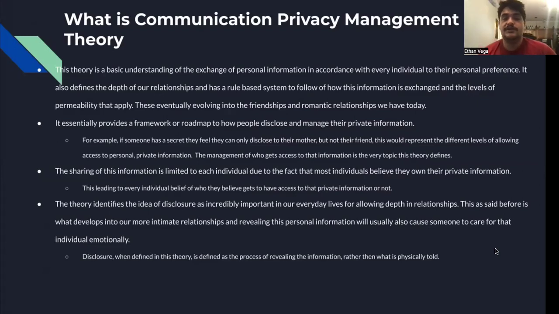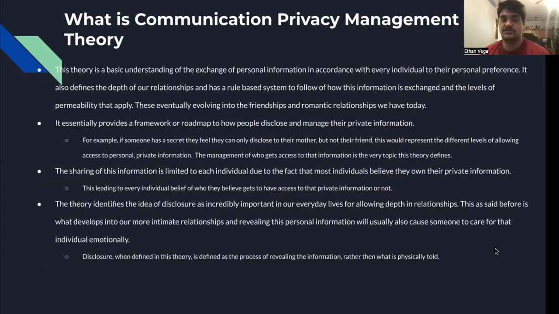It essentially provides the framework or roadmap for how people disclose and manage their private information. For example, if someone has a secret that they feel they can only disclose to their mom, but maybe not their friend, this represents the different levels of allowing access to that personal private information. The management of who gets access to the information is the very topic this theory defines. It is really just the idea of private information, and that concept is so important.